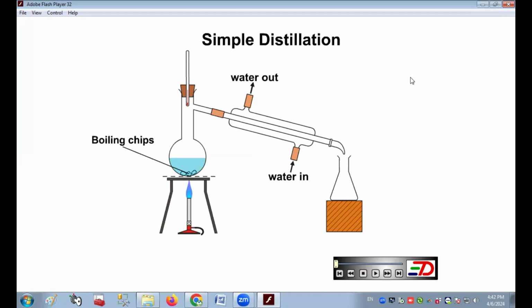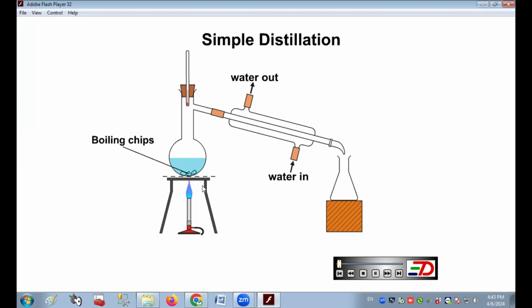The apparatus we use in simple distillation includes the round bottom flask. We have a thermometer, and you can see its placement, just where the opening of the tube is. This one is called a condenser, or a Liebig condenser. It has water in and out pipes. It is a double jacket tube in which water circulates around the tube so that it cools down.